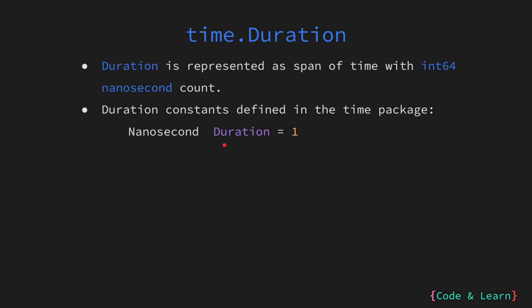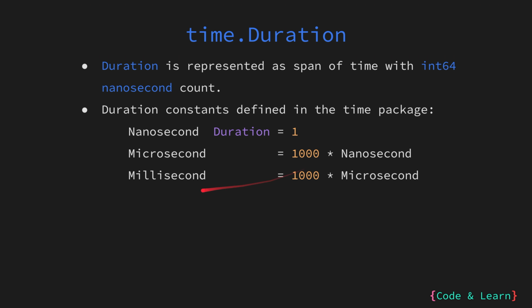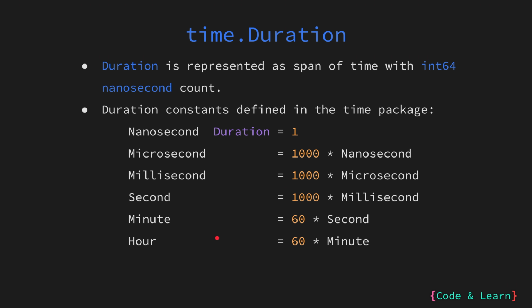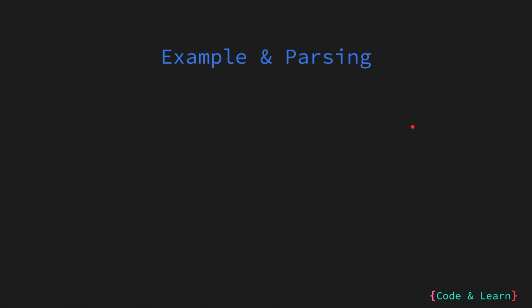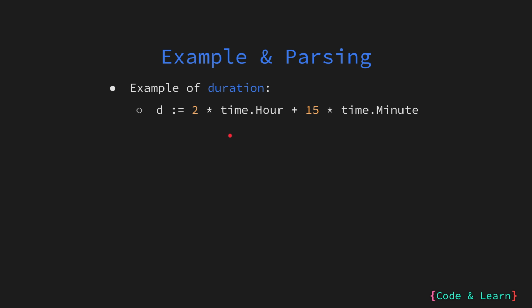So, at the lowest level you have Nanosecond, which is of type Duration and value 1. Next you have Microsecond, which is 1000 nanoseconds. Then you have Millisecond, which is 1000 microseconds, Second, Minute. So these are constants defined in the time package that you can use to calculate the duration. Let's now look at an example to define a duration. Here in our example, we are defining a duration of 2 hours 15 minutes. So you can simply do t, which is of type Duration, equal to 2 * time.Hour + 15 * time.Minute. And that gives you a duration of 2 hours 15 minutes.